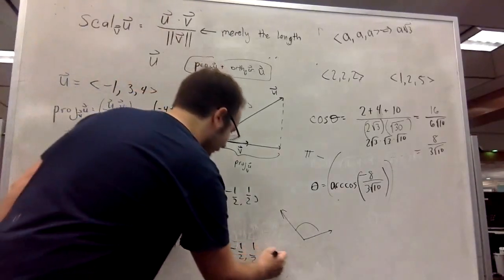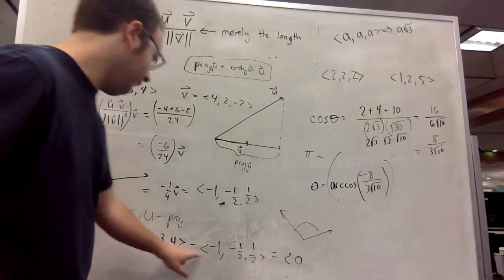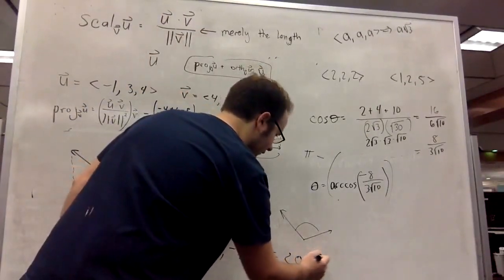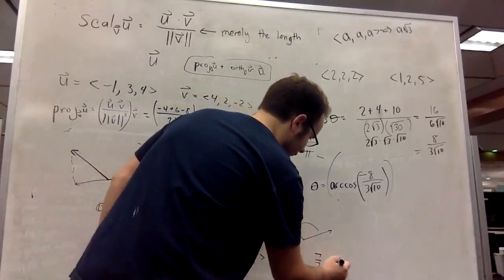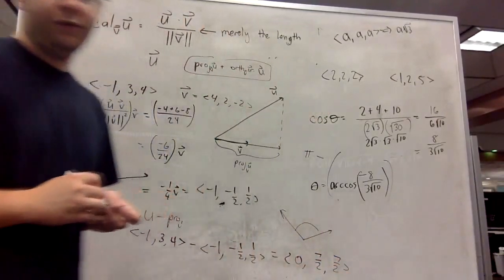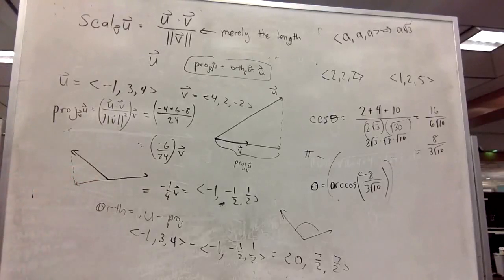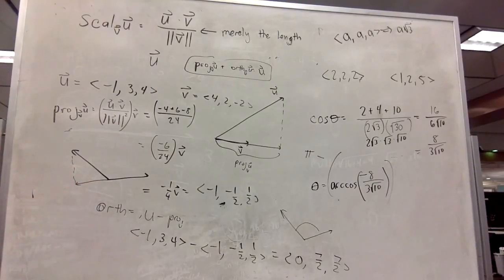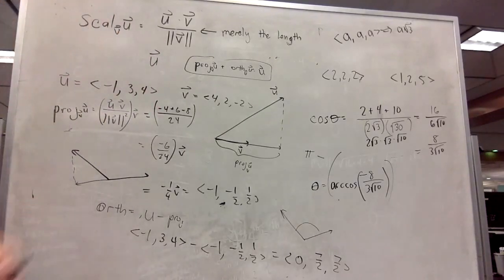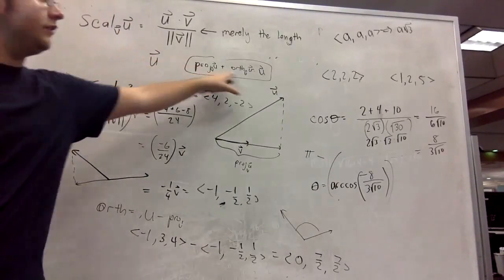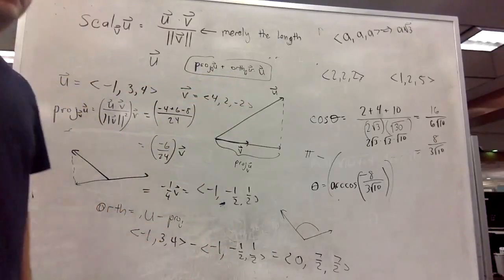Negative 1 minus negative 1 is 0. 3 minus negative 1/2 is 7/2. 4 minus 1/2 is 7/2. So that's your orth. Good. All right. They could ask you for this guy, they could ask you for this guy, they could ask you for this guy. Be prepared for any of them, okay?